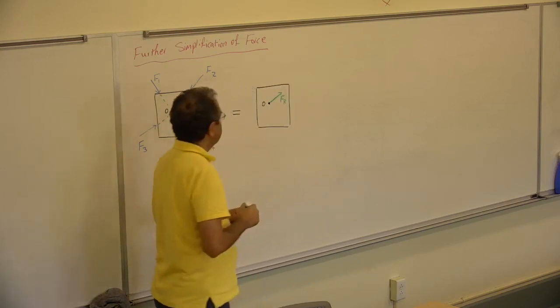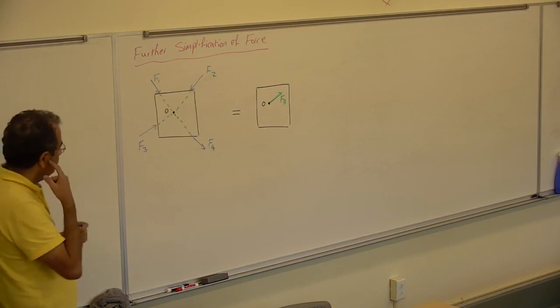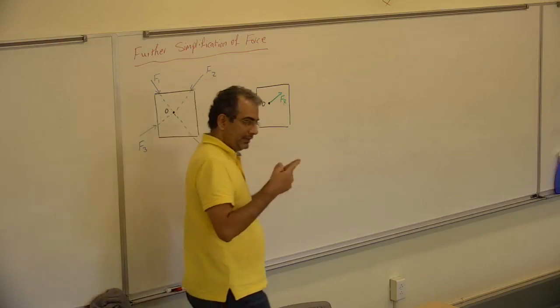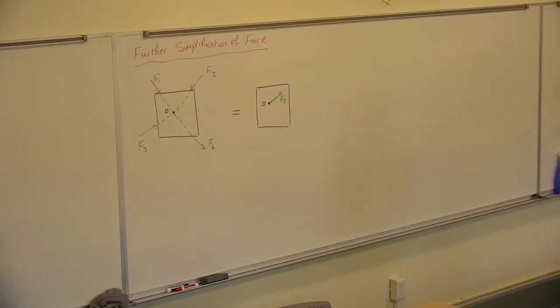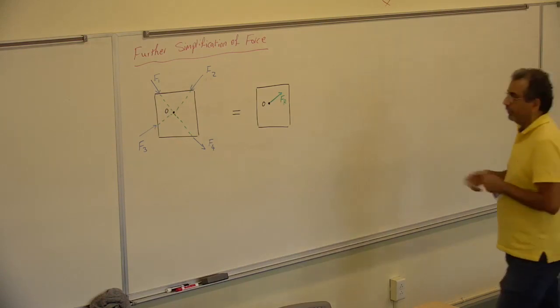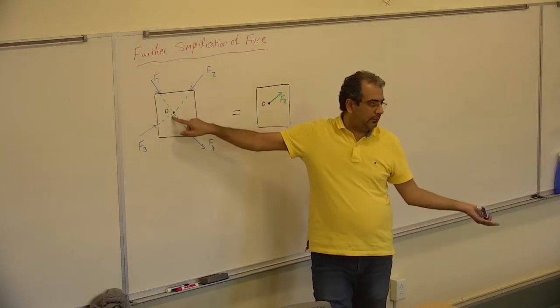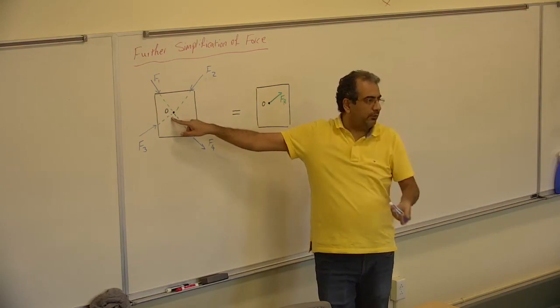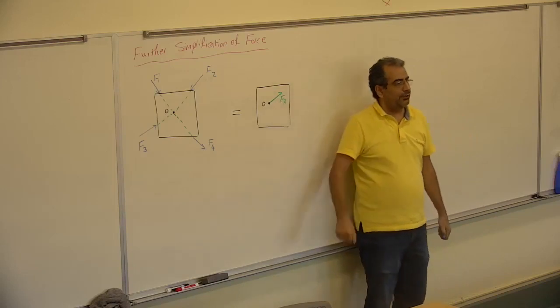In other words, if all of my forces intersect in one point, I can simplify the entire system to the single force at that point without any moment. Why? Because right now, if I take a moment about point O, a moment about point O is zero, because all of them pass through that point. So if I bring the entire force system to the pole, I don't need to bring any moment to that point.